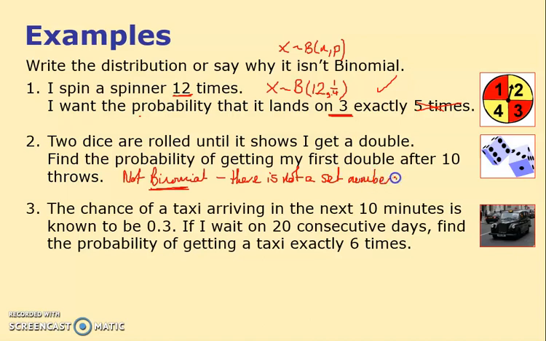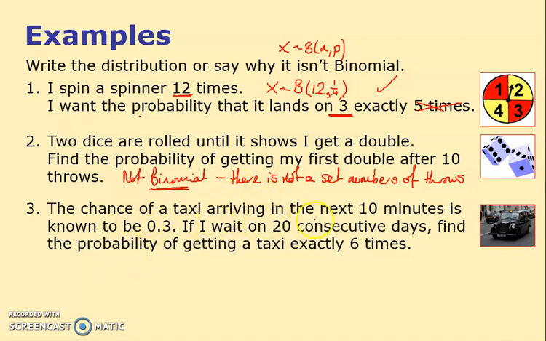Basically, we don't know what n is. It may appear that we do, but in actual fact, if I was doing it, my first double could occur on my first or my second or my third throw, and then I'd stop, because it says what's the probability to get my first double. So here, if I was doing it a set number of times, that would be binomial.